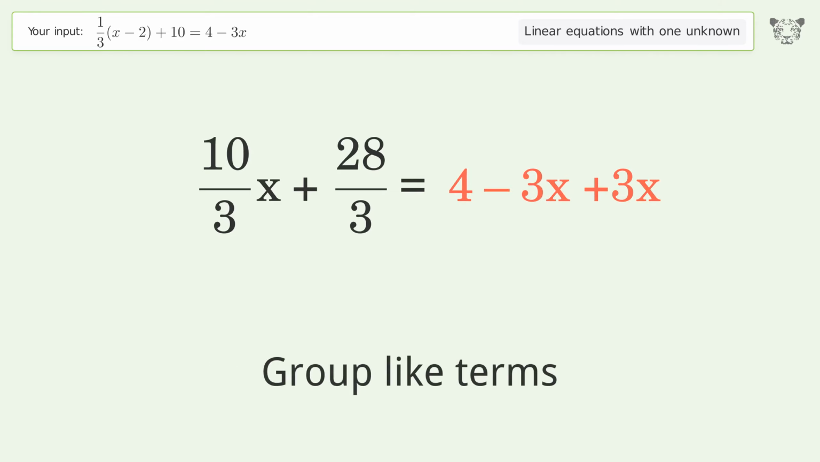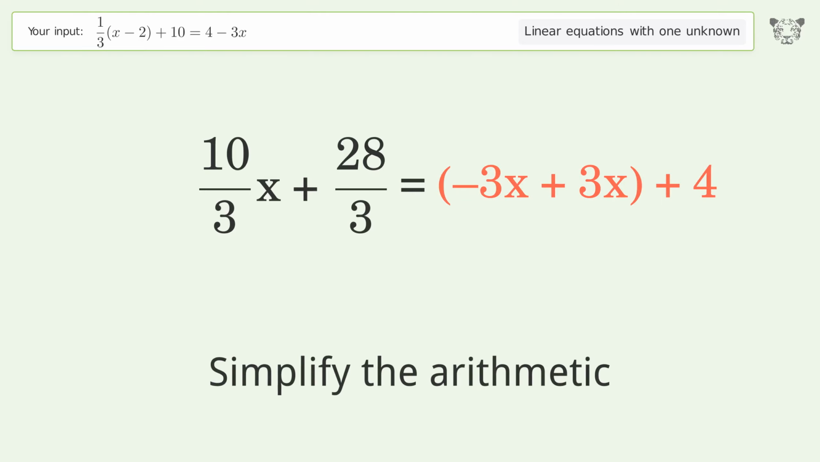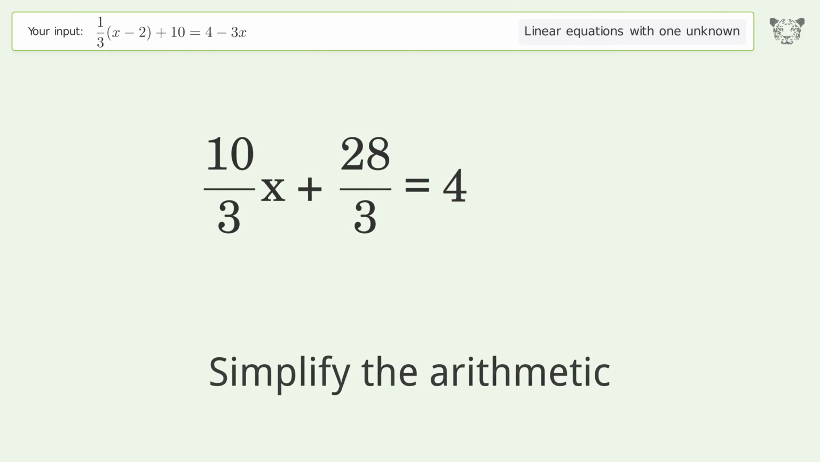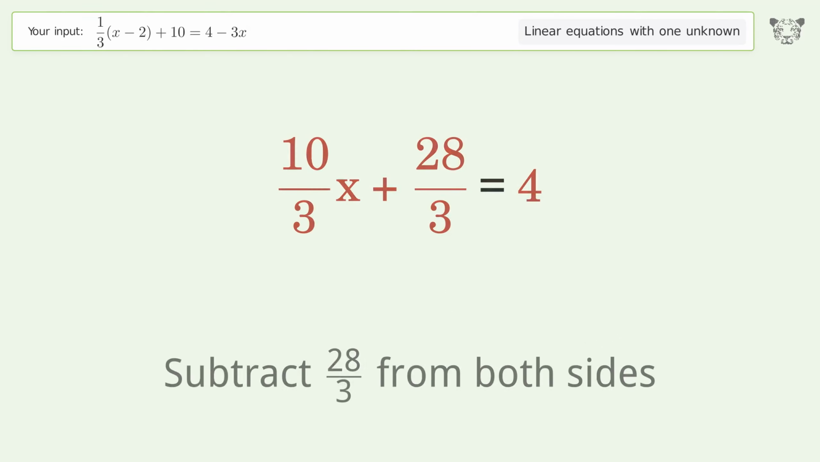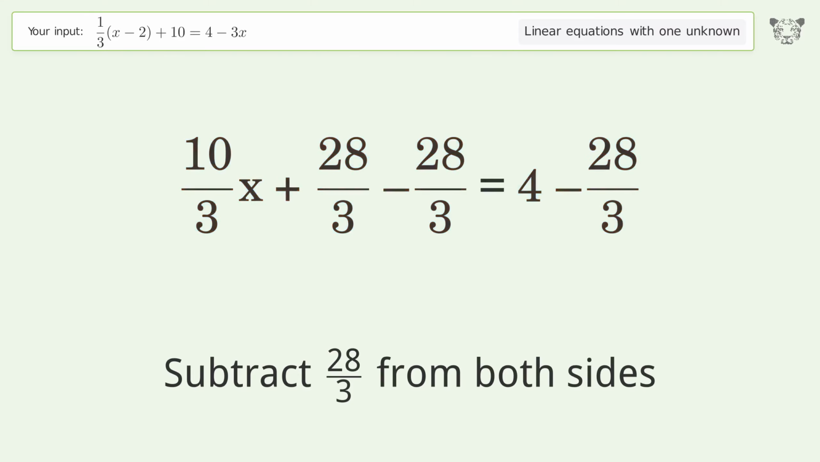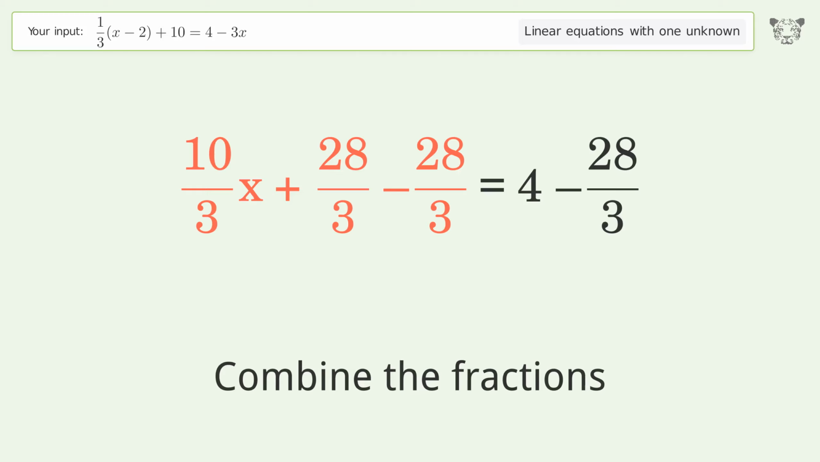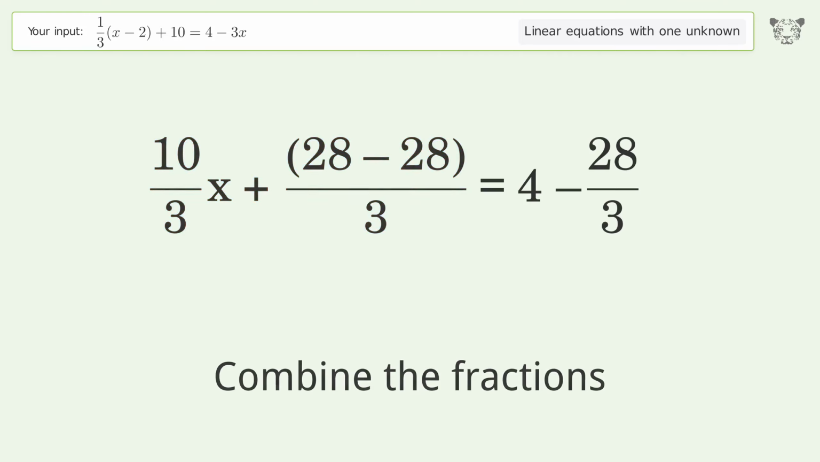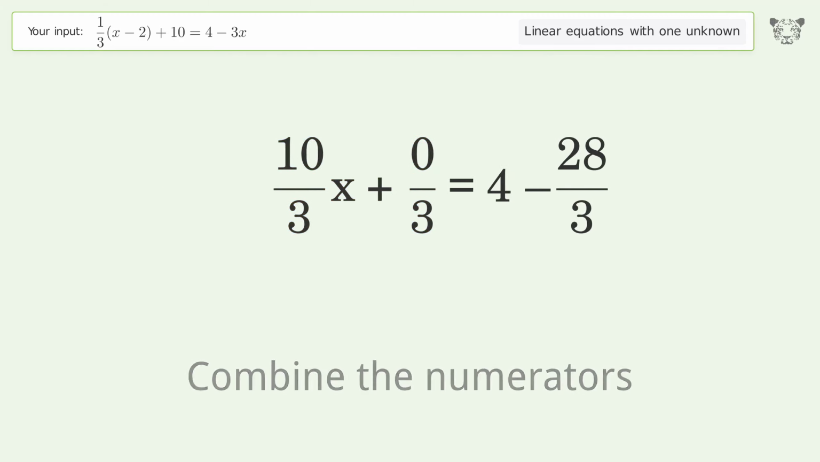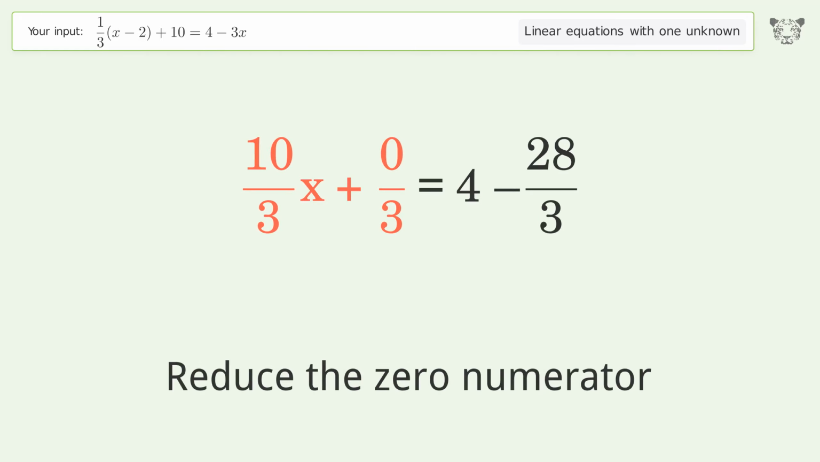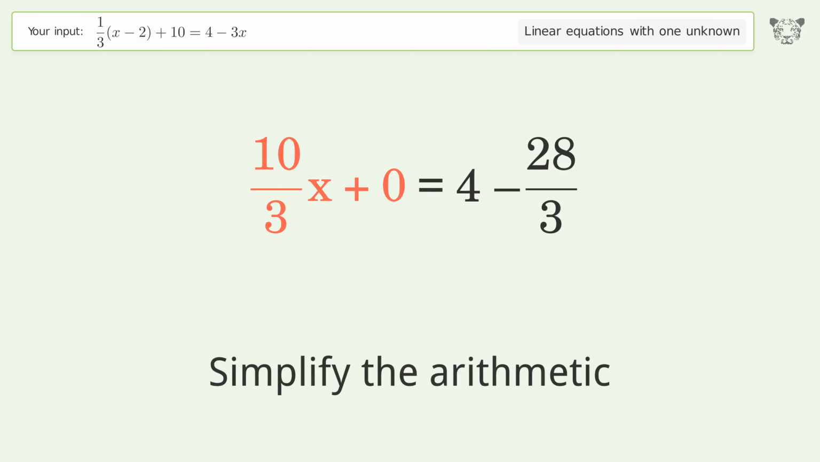Group like terms. Simplify the arithmetic. Group all constants on the right side of the equation. Subtract 28/3 from both sides. Combine the fractions. Combine the numerators. Reduce the zero numerator. Simplify the arithmetic.